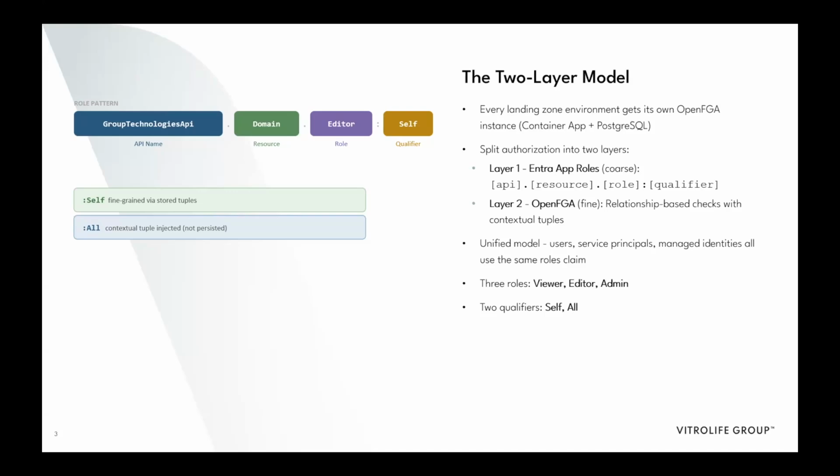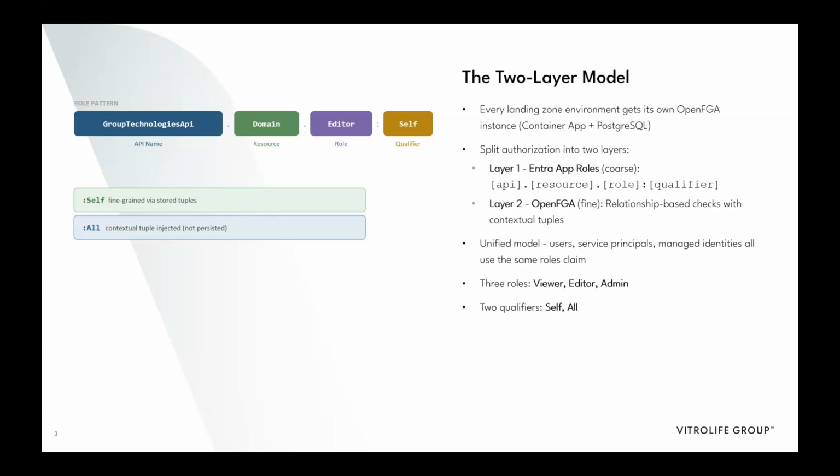Then we decided how we should create these coarse roles. It's just a text string, but we call it the API name, the resource, the capability or role, and the qualifier. In our case, I work with a group technologies team, so we created a group technologies API.